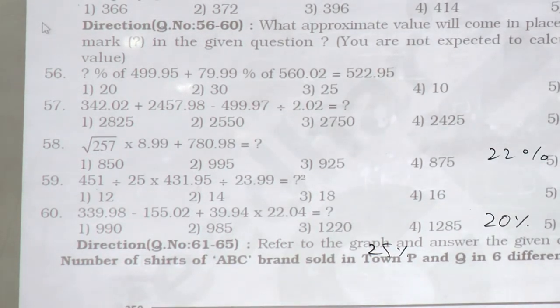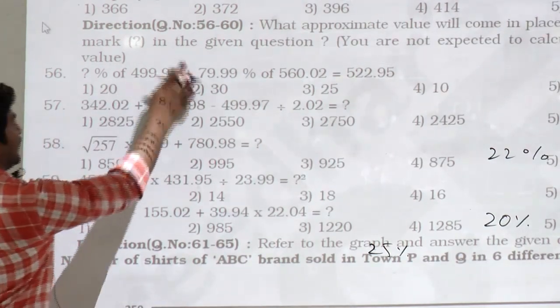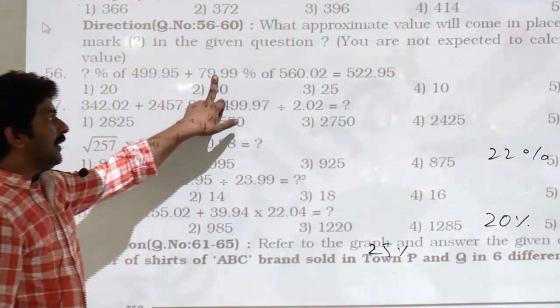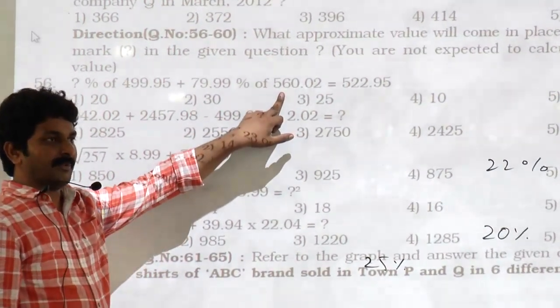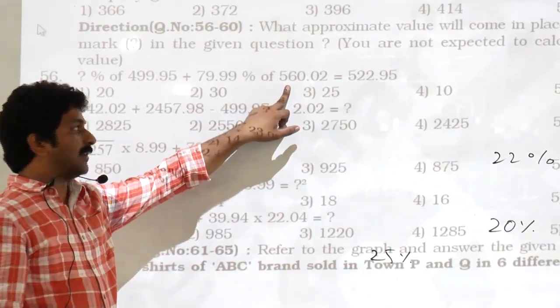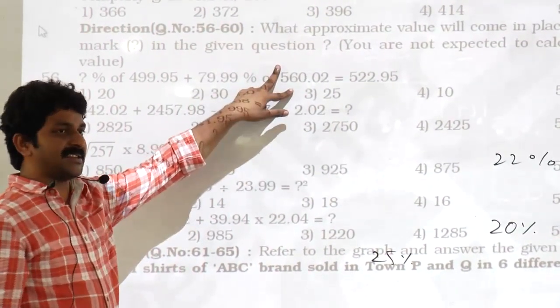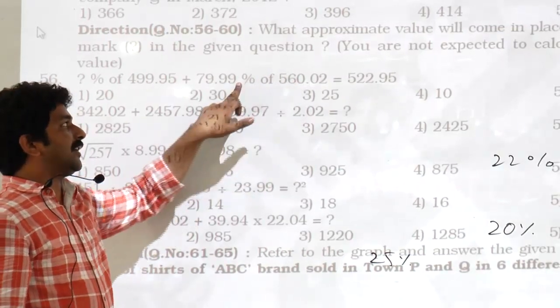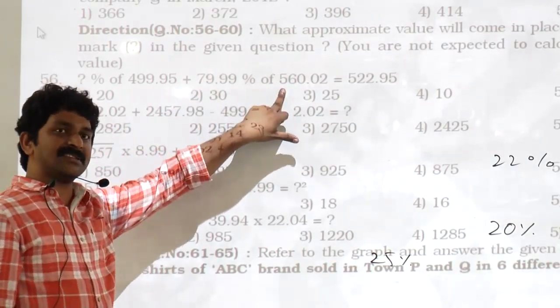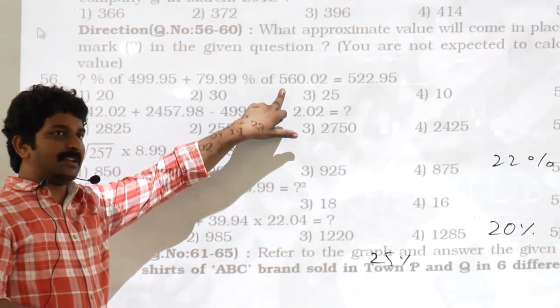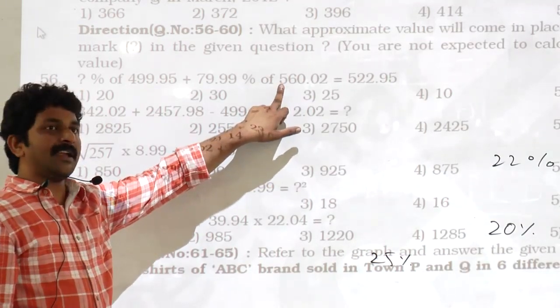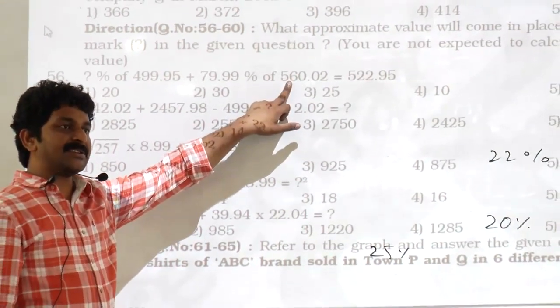$56. What is this? 500. 80% of this? Yes or no? Wait, I'll tell you. 80% of 560. Can I take 0 here and can I say 800% of 56? 800% will be 8 times, right? 8 times 56, 6 8s 48.